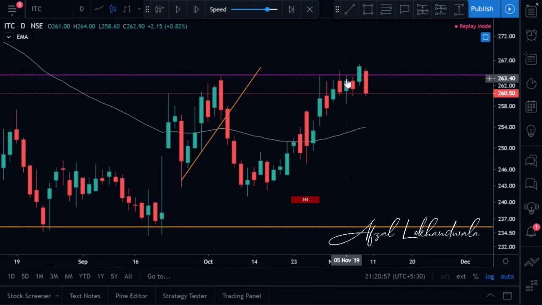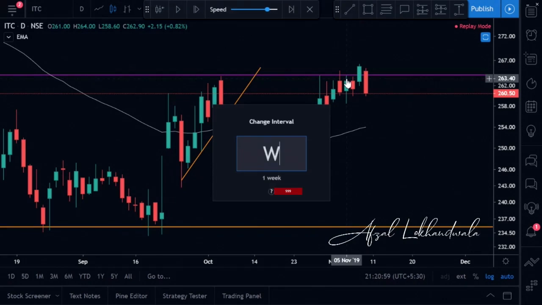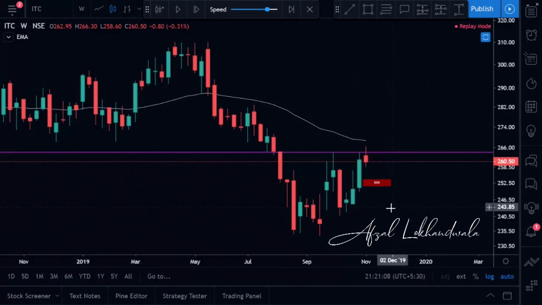So let us now go to the weekly chart to see what happened. In the weekly chart, we have a recent uptrend forming. You can see the price is making higher lows and higher highs, but the predominant trend is bearish. Let us go to the monthly.